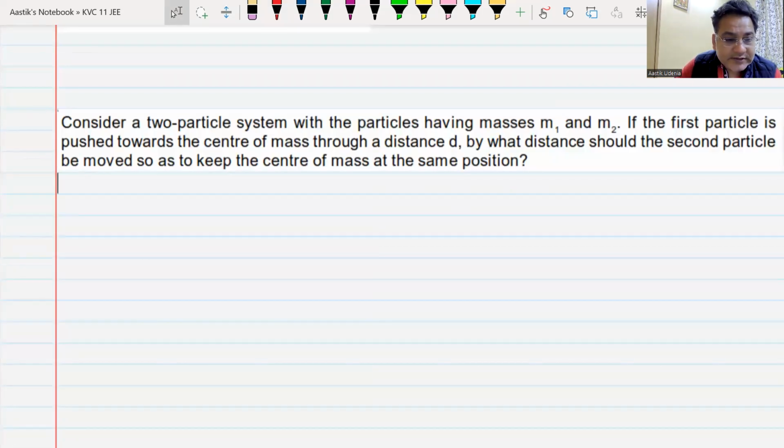Consider a two particle system with particles having mass m1 and m2. The first particle is pushed towards the center of mass through a distance d. By what distance should the second particle be moved, and obviously in which direction, so that the center of mass remains at the same position?